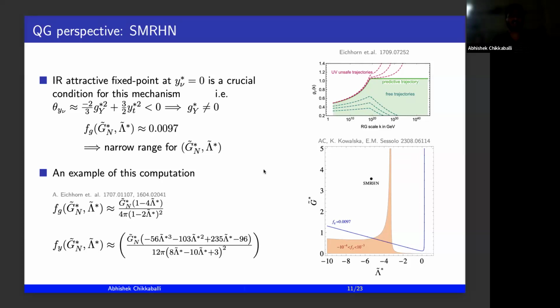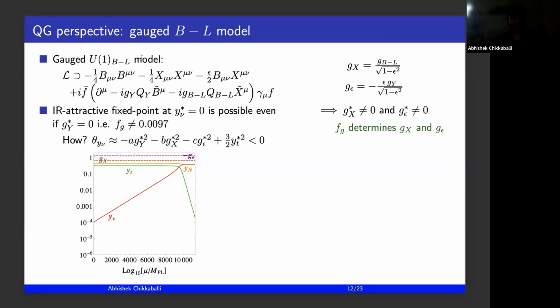So we redid this kind of analysis again for the B minus L model. Here, in the B minus L model, we have an additional U1 gauge group, which mixes kinetically with the standard model hypercharge. And we also charge the neutrino and a few other particles under this new U1 group. So note that we have two new physics couplings in this setup, where G epsilon characterizes the kinetic mixing between the standard model U1 and the new U1 group that we have here.